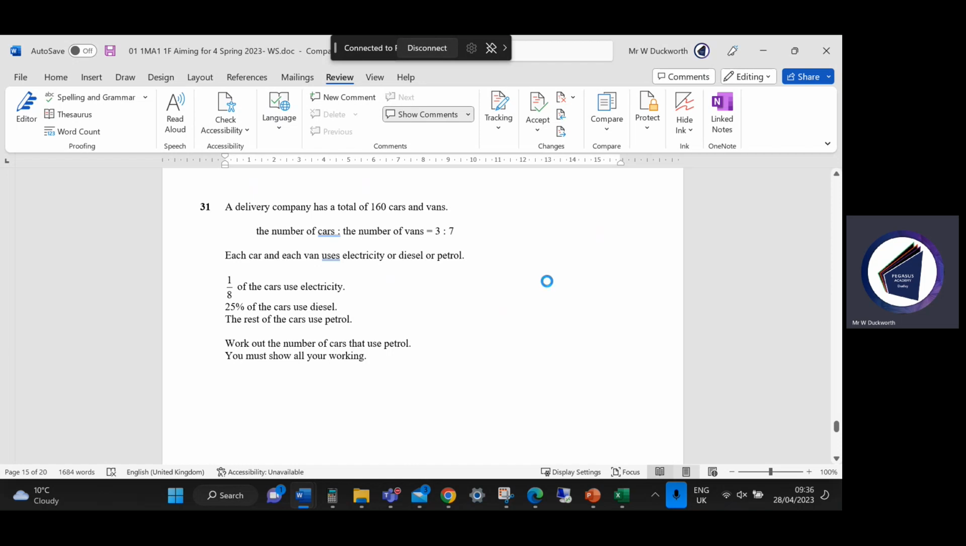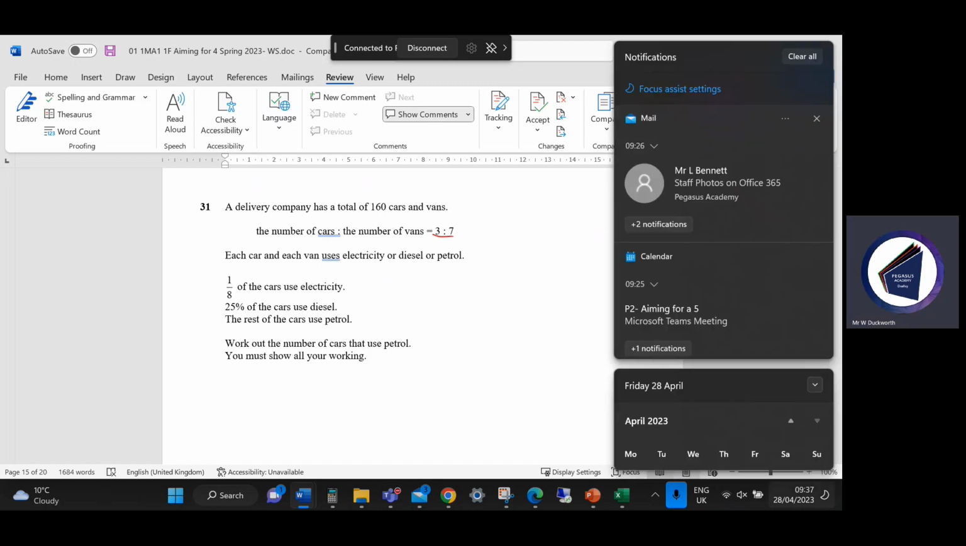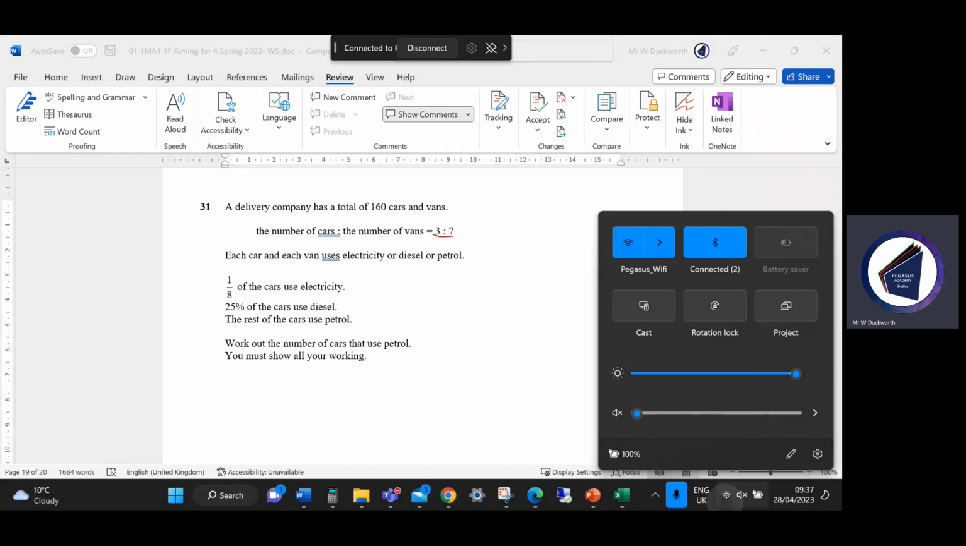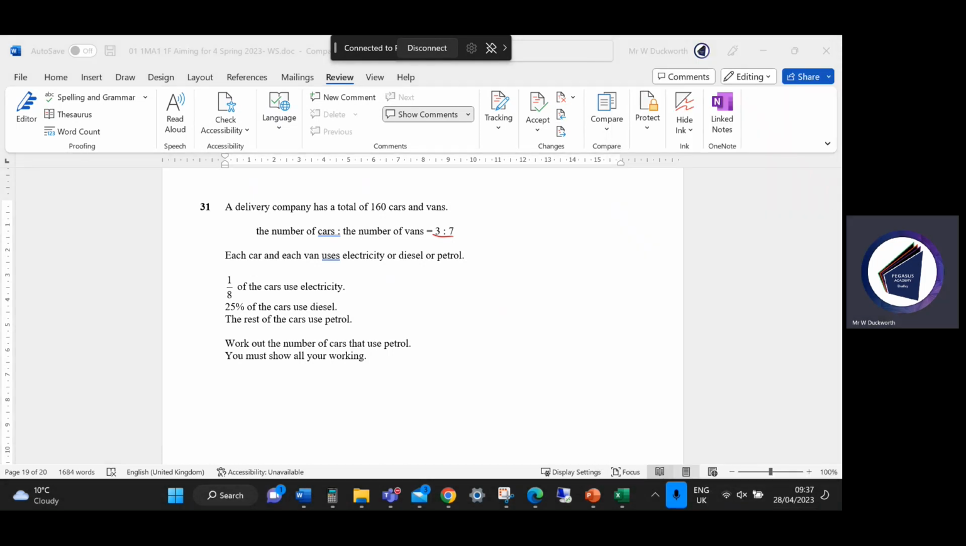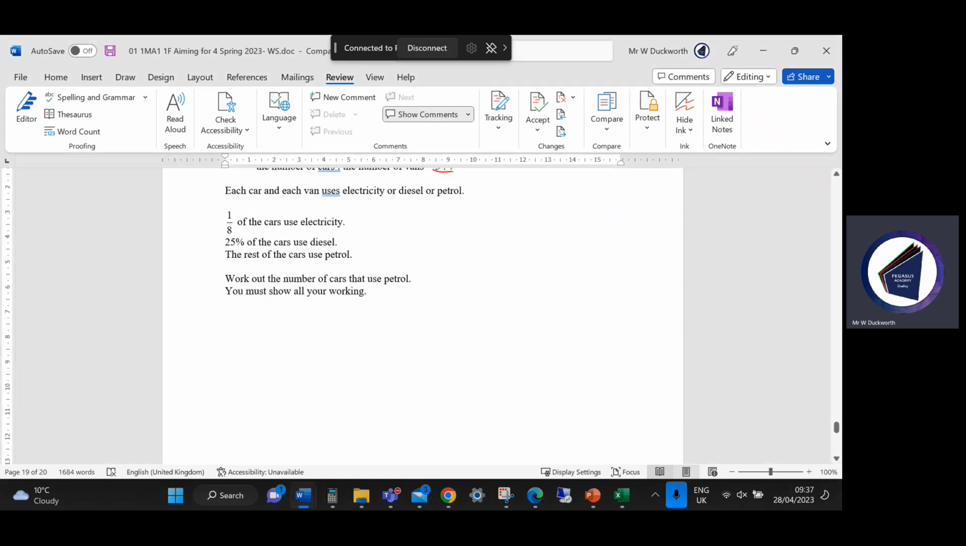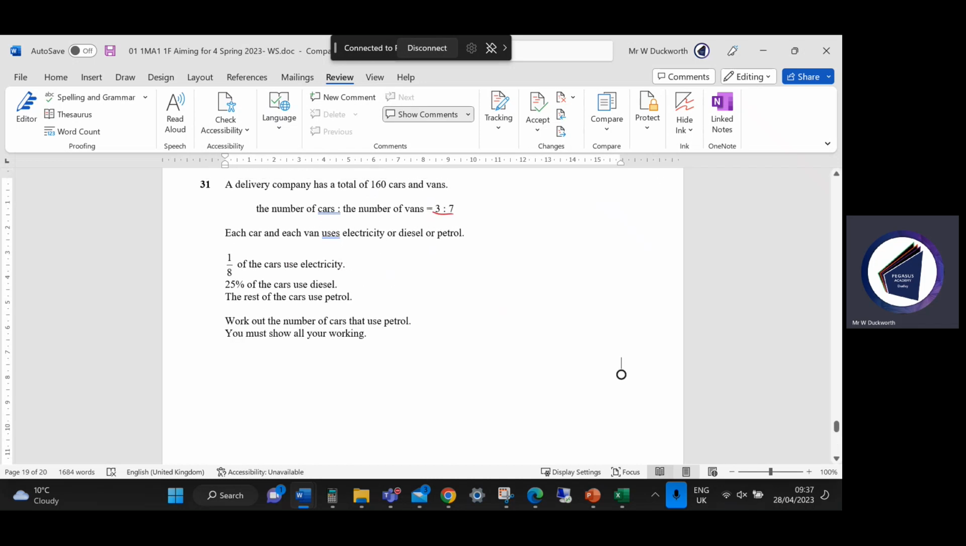Question 31, a delivery company has a total of 160 cars and vans. The number of cars to the number of vans is 3 to 7. Each car and each van uses electricity or diesel or petrol. 1/8 of the cars use electricity. 25% of the cars use diesel. The rest of the cars use petrol. Okay, so we're really just looking at cars.